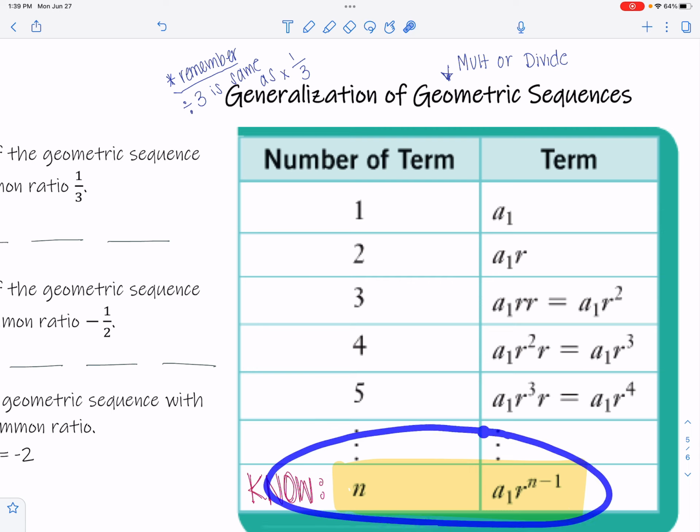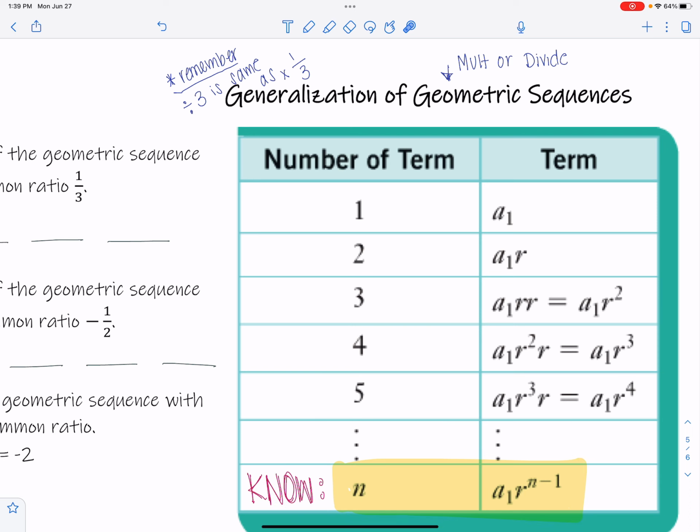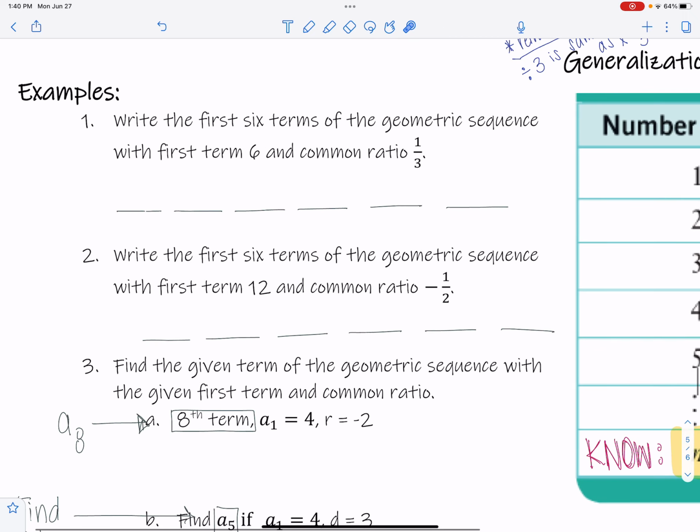Here is your generalization. There's essentially our formula. You need to know this. The nth term is going to be a1, our first term, the same as in arithmetic, times r to the power of n minus 1. r is going to be that common ratio, which is essentially our rule. And n is still going to be the term you are looking for, very similar to our arithmetic sequence. So let's look at these examples.